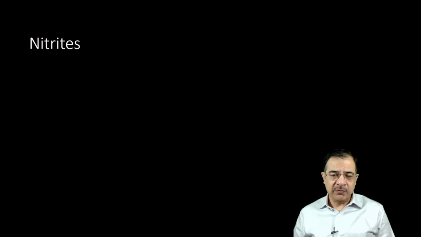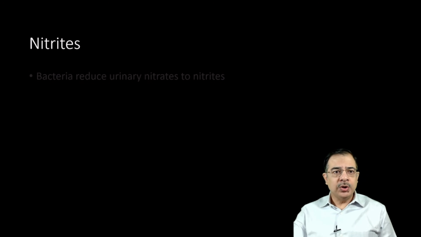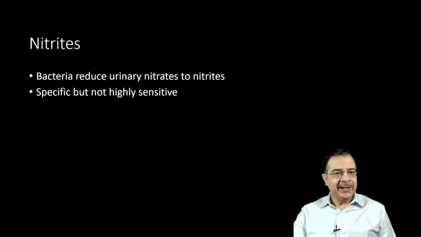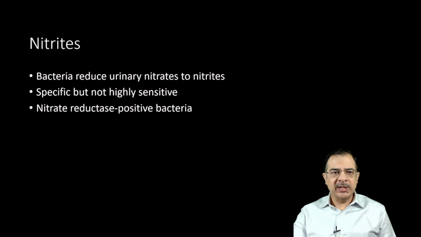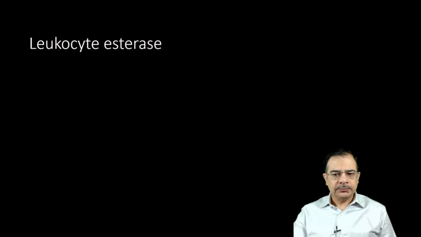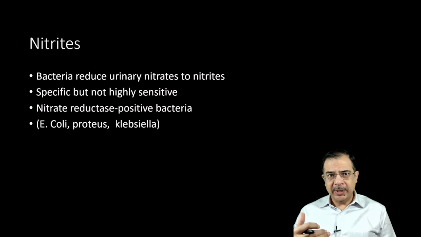Nitrite. Now this is very important for urinary tract infections. Some bacteria reduce the urinary nitrates to nitrites. So it is a specific test for UTI but not sensitive, and it is positive in nitrate reductase positive bacteria. What are those bacteria? E. coli, Proteus and Klebsiella. This is important, like a patient might have taken an antibiotic and after the antibiotic the urine culture is negative, but nitrite can be positive.